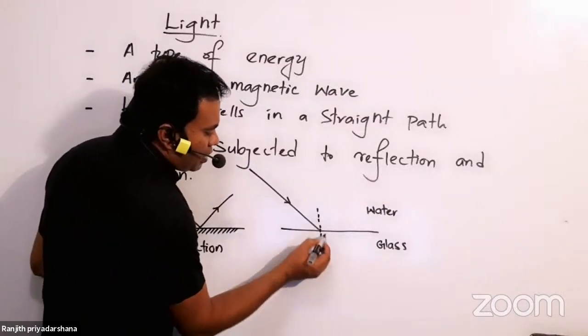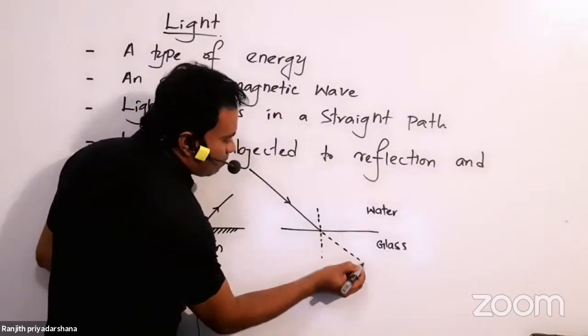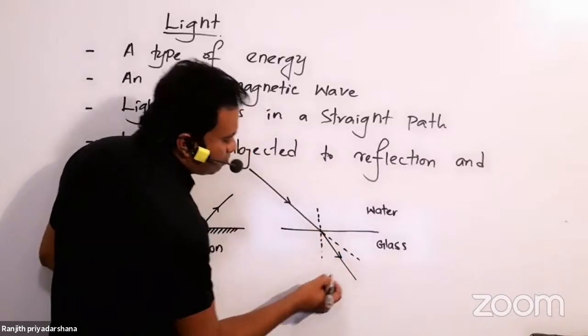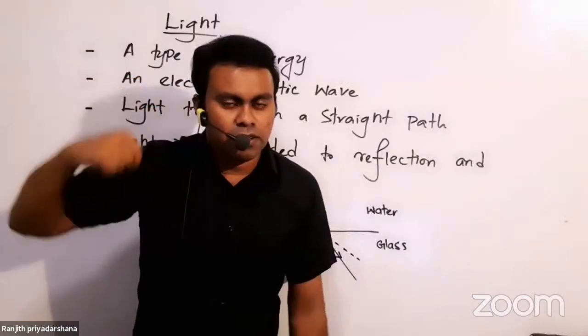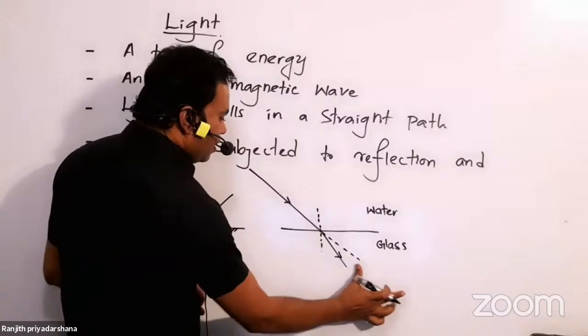It turns towards the normal. Its initial direction was like this, but finally it changes its direction. Glass is a bit denser. If you put a pencil there, it looks bent, right? It seems to be broken. Very good. Okay, so that's the effect of refraction. So this is known as refraction.